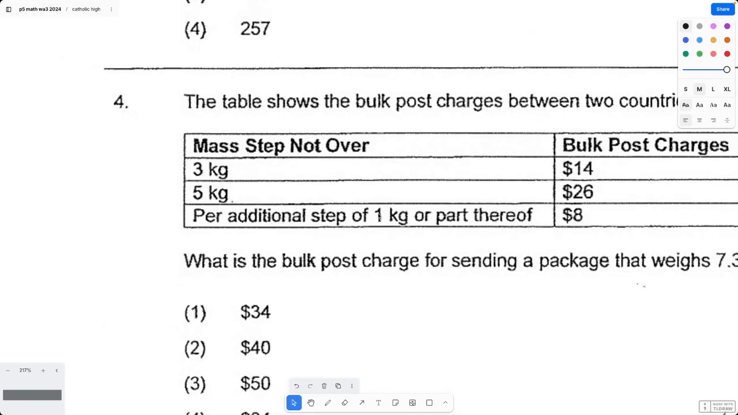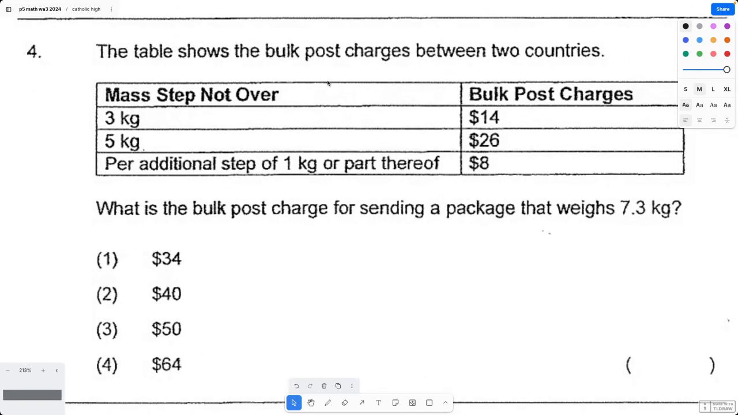Question number 4. The table shows the bulk post charges between two countries. We have mass step not over 3 kg, 5 kg, and per additional step of 1 kg or part thereof. So you have $14, $26, and $8, respectively. What is the bulk post charge for sending a package that weighs 7.3 kg?